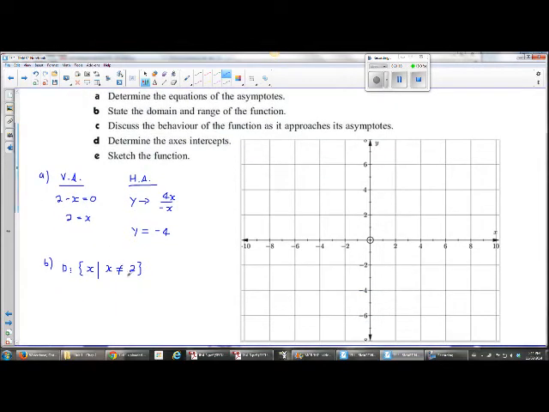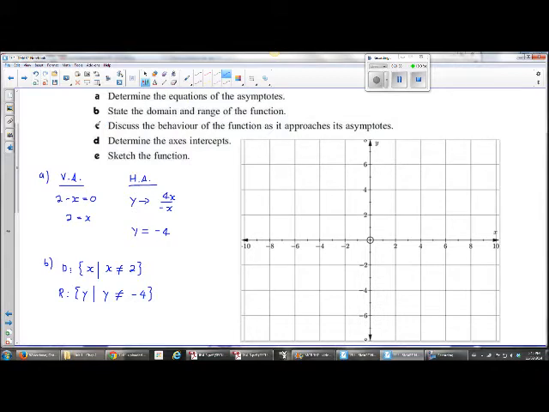Then for the range, we look at the set of all y values such that y does not equal negative 4, because the graph will approach negative 4 but never touch it. Now, we can do this part C algebraically, but I prefer to do it graphically. So we're going to leave C until after we sketch the graph.